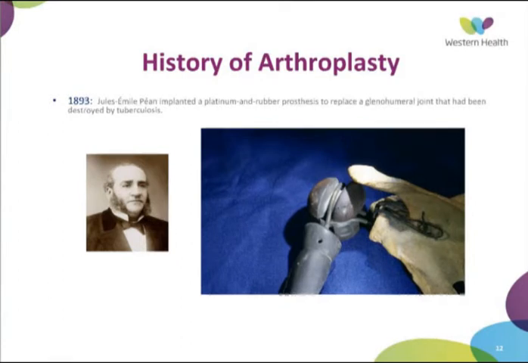Looking at the history of arthroplasty, the first joint arthroplasty was in 1893 by Jules Péan. He was a surgeon that was doing general surgical procedures, obstetrics as well, and he designed the first prosthesis that was a platinum and rubber prosthesis. He inserted it in a sailor that had tuberculosis, and that had to be removed 2 years later because of infection of the joint. And this is the prosthesis that he used.